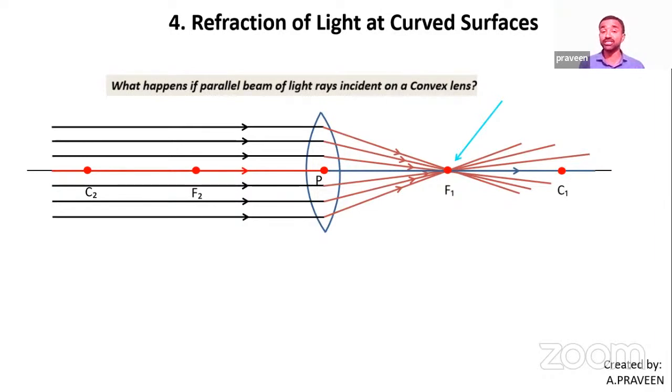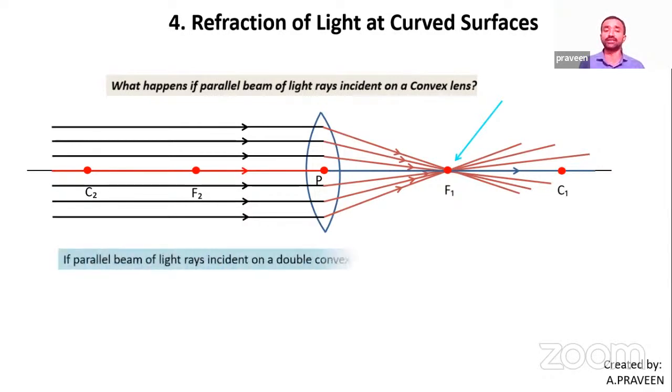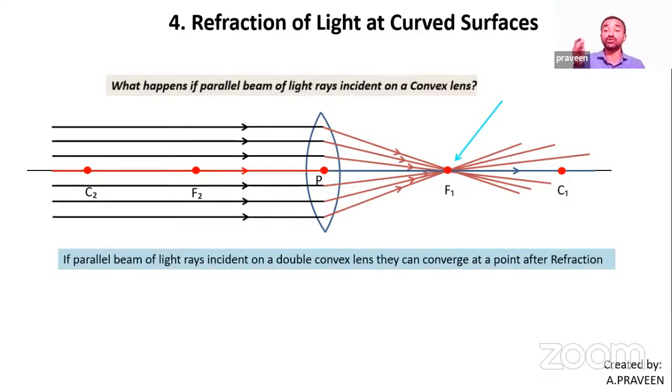Then you are able to measure a length between pole and the focus. So that we can call it as focal length. So simply you can look at this. If a parallel beam of light rays incident on a double convex lens, what we observed, they are all going to meet each other at a common point. So that common point is called as converging point, given as focus or focal point. Converging point of refracted light rays, now called as focal point or focus.